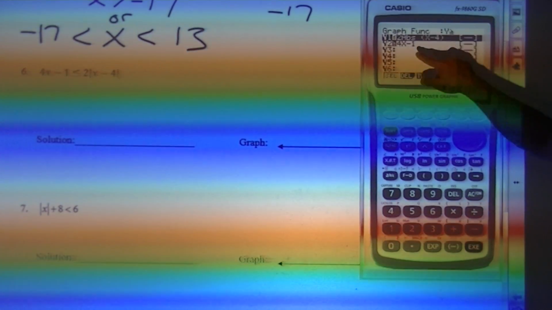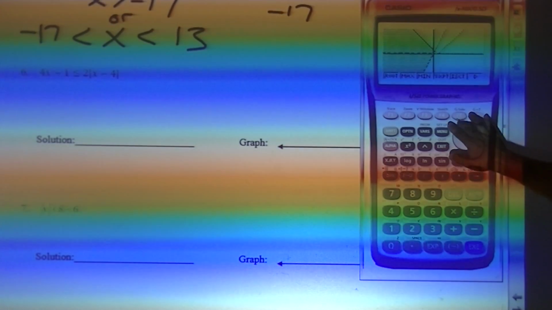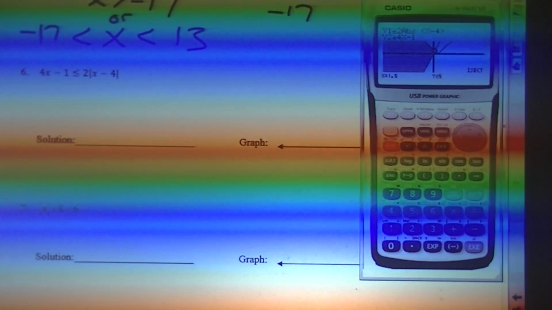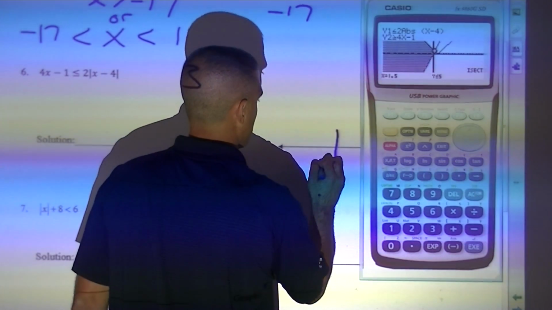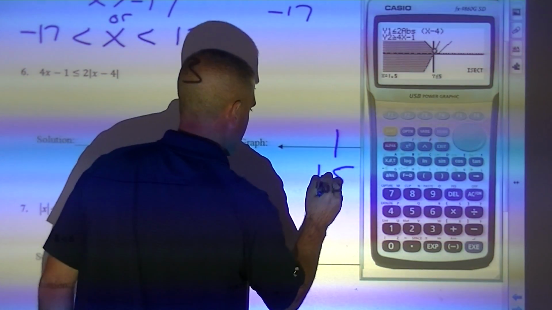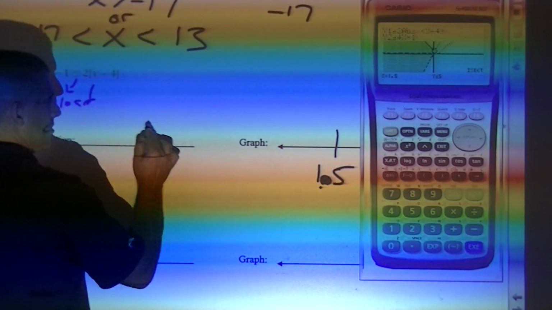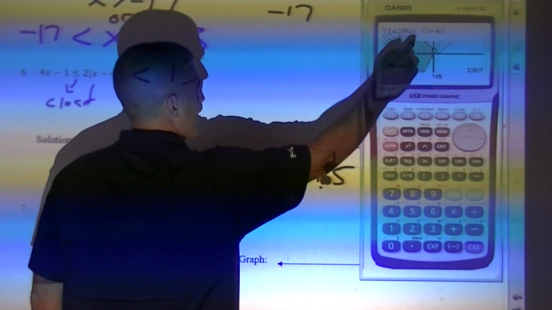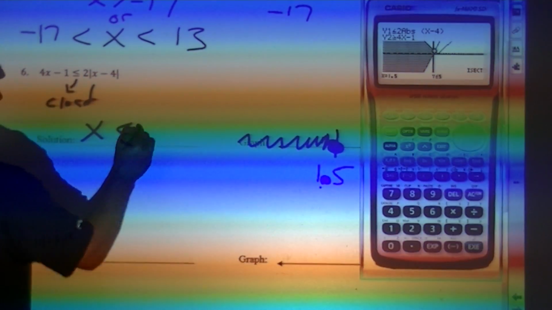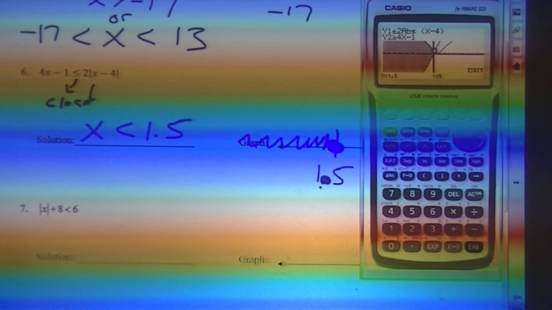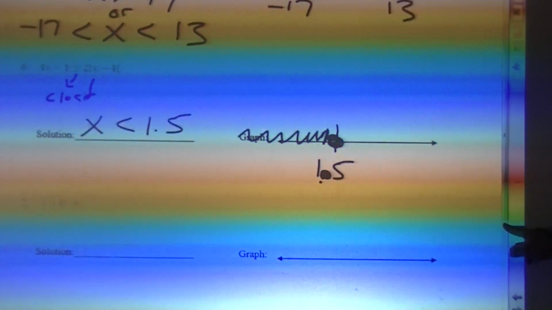All right. So once again, you can see dual examples. G solve, intersect. All right, I got 1.5. Everything going to the left. So 1.5. Since this part is going to make it a closed circle, I'm going to do this, and since I see the shading to the left, it's going to be this. So that's going to be x is less than 1.5. The shading is to the left. Okay? Moving on to this next one.